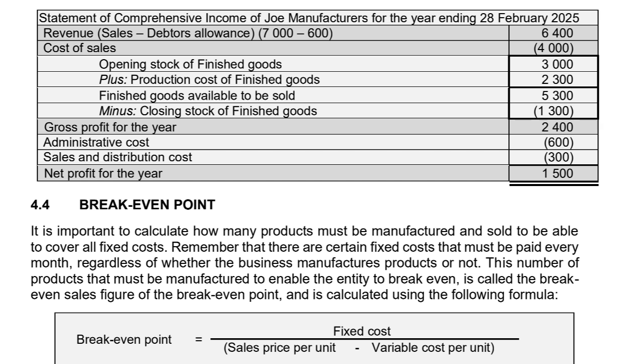Statement of comprehensive income. So we're going to start with our revenue, which is sales minus debtors allowances. Then we're going to have our cost of sales, which we subtract, which is our opening stock of finished goods, plus our production cost of finished goods. This gives our finished goods available to be sold. Then we minus our closing stock of finished goods to give you your gross profit for the year. We then subtract the administrative costs and we subtract the sales and distribution costs to give you the net profit for the year.